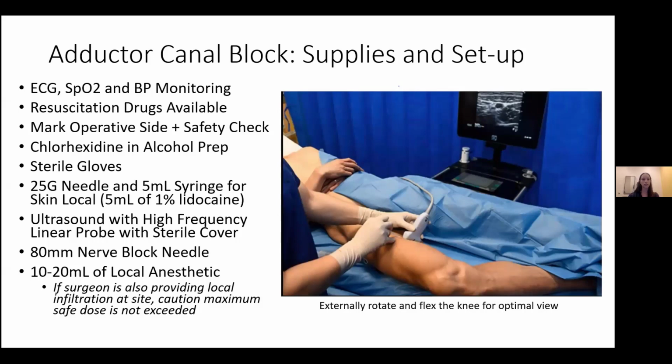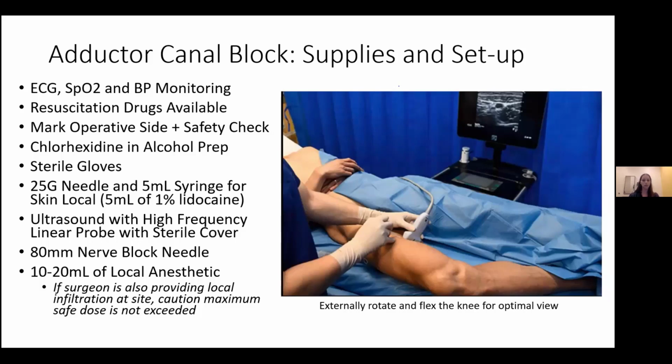We typically use chlorhexidine and alcohol for our prep. We use a sterile technique with gloves, as well as a high frequency linear probe with a sterile cover over top. You'll need a syringe and a 25 gauge needle for skin local. We typically use 1% lidocaine for that. And then we use an 80 millimeter nerve block needle. The shorter needles, I think in most patients, will probably not reach. So using the 80 millimeter needle is probably the ideal.